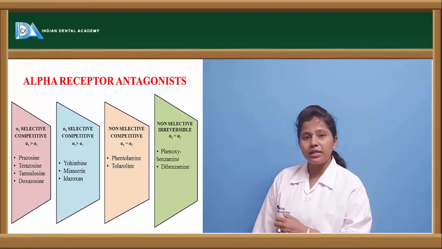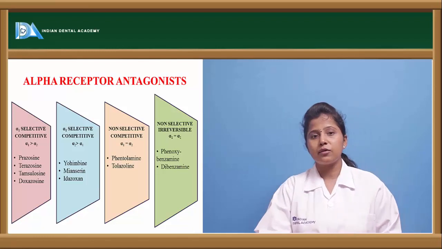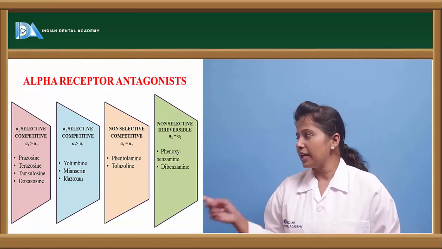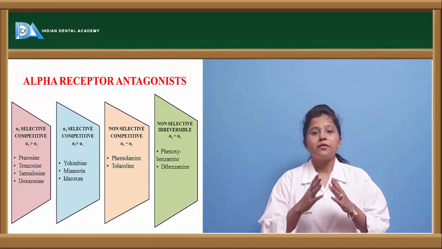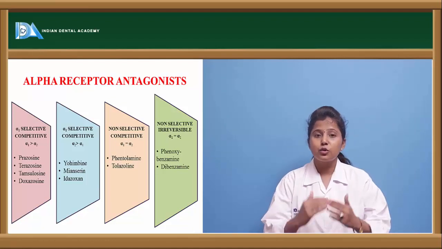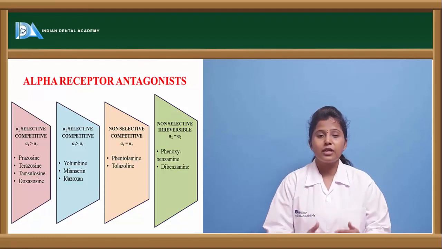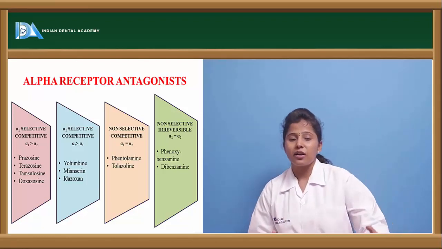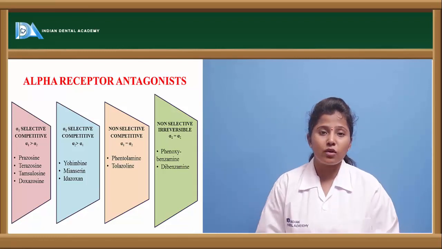Let us see the non-selective competitive drugs. Here, in non-selective we also have competitive as well as irreversible. So what does competitive mean here? The affinity of these drugs towards alpha 1 as well as alpha 2 receptors is equal. Or else we can say, if a drug is binding to alpha 1 receptors, then its affinity for alpha 2 receptors is also the same.